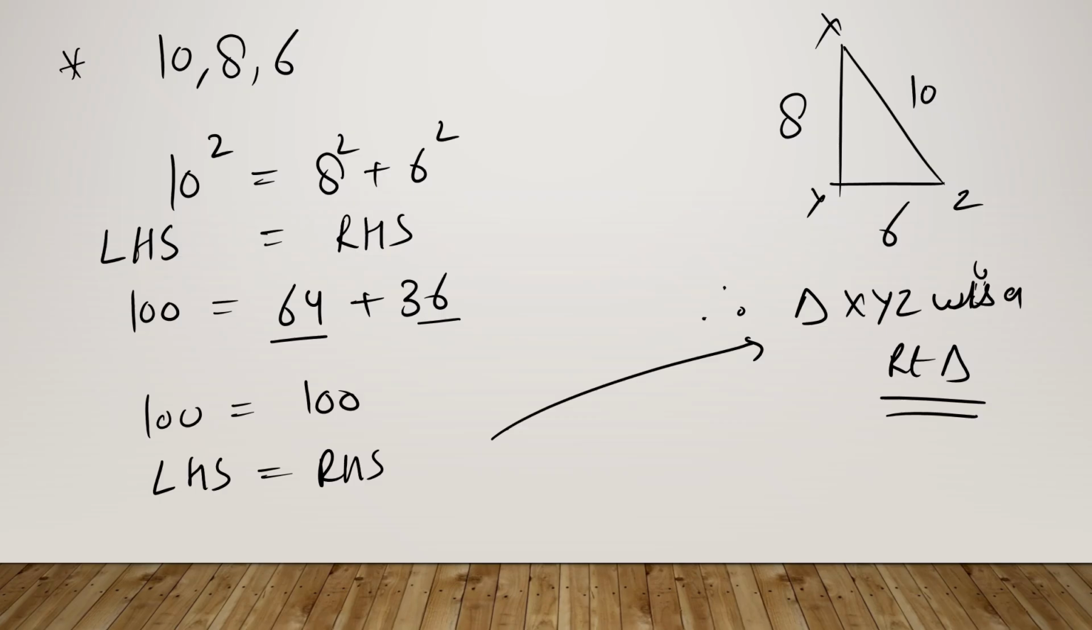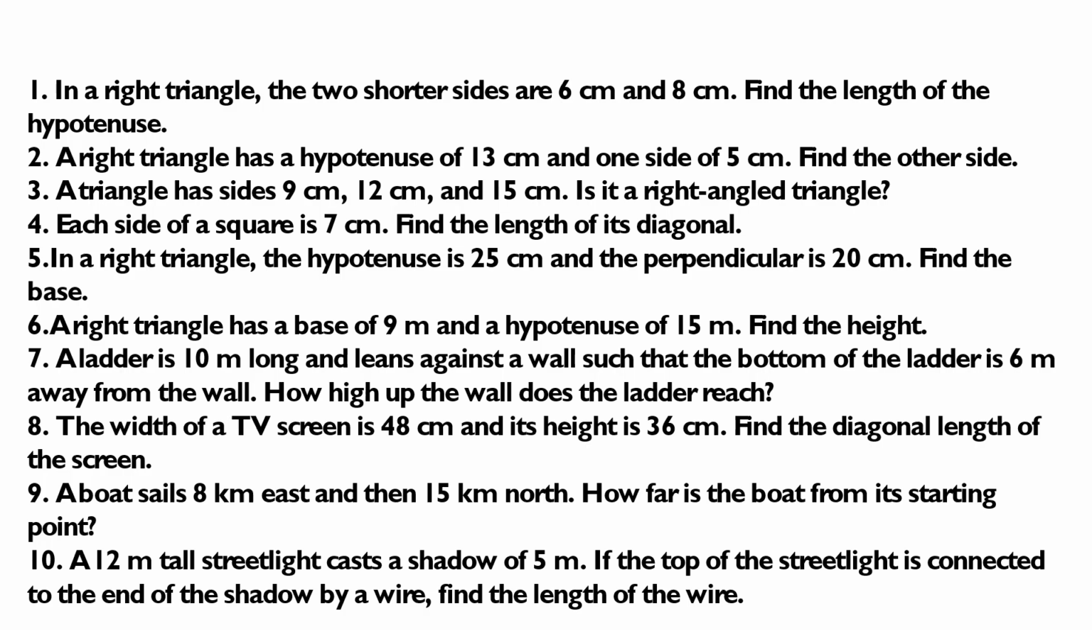And now it is time for the questions. You can take a screenshot of the questions, or you can simply pause the video. Here are a few questions, and these are really very easy to solve. The only thing you need to remember is to draw the right angle triangle first, consider which side will be the hypotenuse and which will be the other sides, and then you can easily find the unknown sides, or check whether the triangle is a right angle triangle or not.